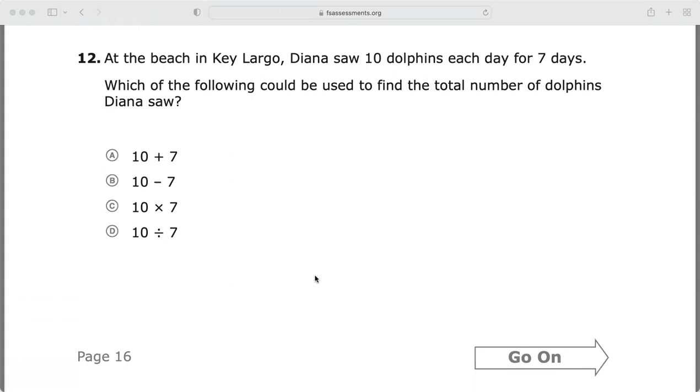Okay, at the beach in Key Largo, Diana saw 10 dolphins each day for 7 days. What could be used to find the total number of dolphins she saw? So if she was there for 7 days and she saw 10 dolphins each day, the key word here is each. Are we going to add, subtract, multiply, or divide?